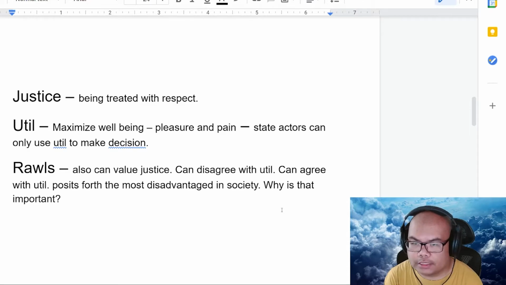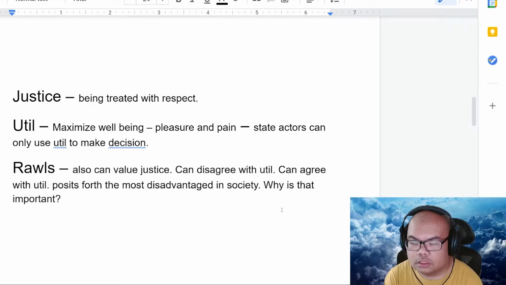Because justice is already in the topic, it's probably the easiest one to use as a value, right? The simple definition that I have for justice in this example is being treated with respect. Respect is a loaded word that can mean a lot of things, i.e.